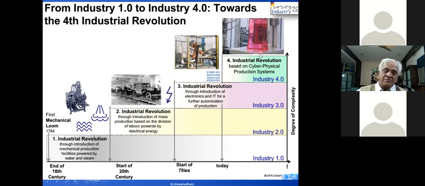Now, one thing I would like to mention here, because I want to compare this with healthcare: this is the end of the 18th century, this is the start of the 20th century, and the start of the 70s, and it is today and so on. So you can see these revolutions take time. Sometimes it is centuries, sometimes it is decades and so on. So this had to be planned, and this becomes a connected world and so on.